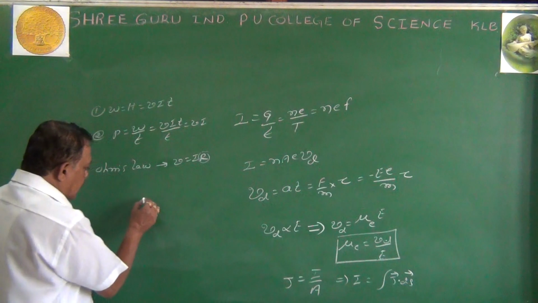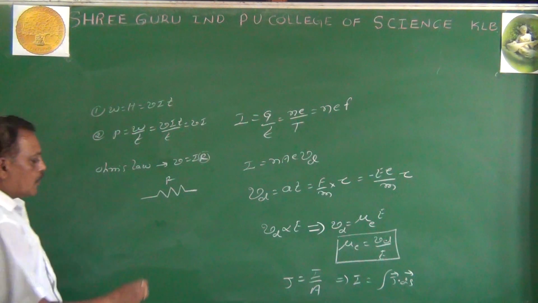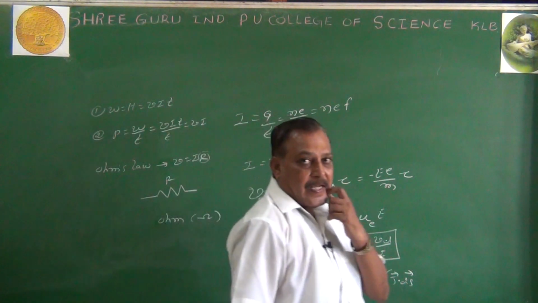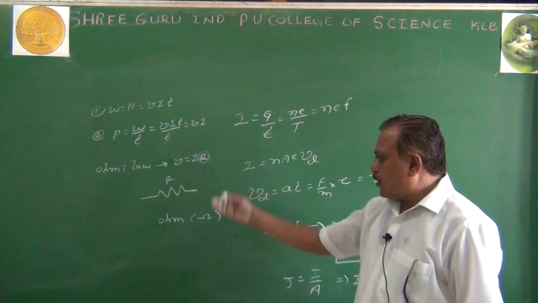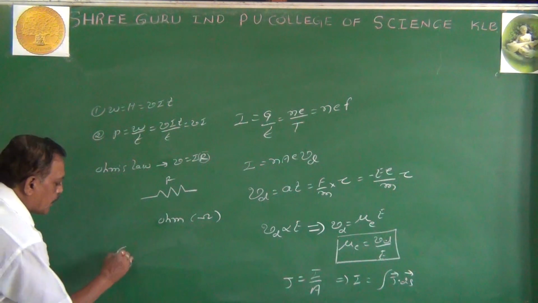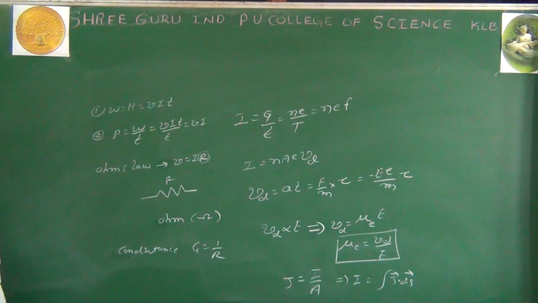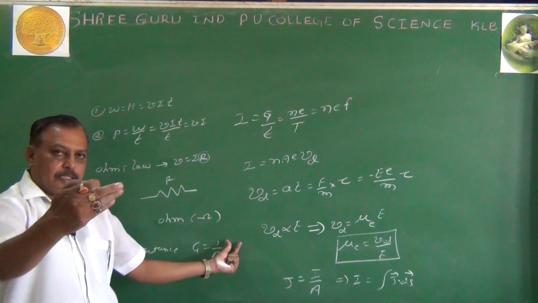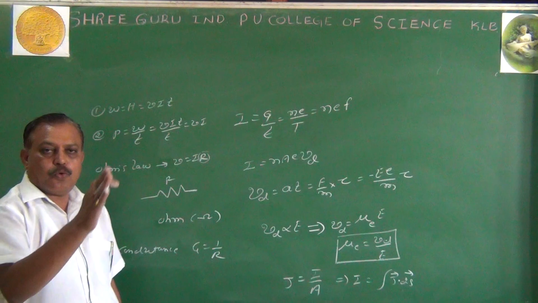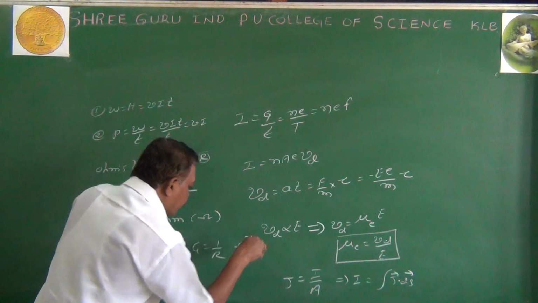So the resistance is represented by the symbol R. This is the circuit symbol. Its SI unit is ohm. Now this is the symbolic representation of ohm. Then the next term related to resistance is conductance. The reciprocal of resistance is called conductance. Conductance G equals 1 by R. Its SI unit is per ohm, or spelled in reverse, mho, or Siemens. So its SI unit is Siemens or per ohm.